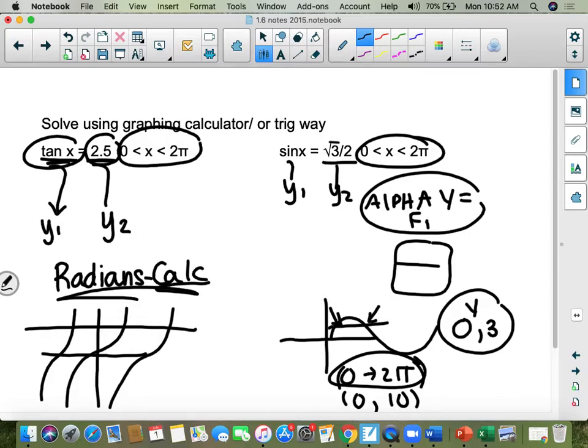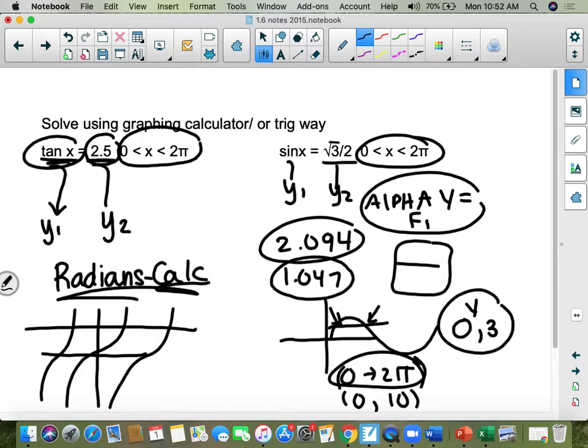Second calculate, intersect. I've got to move my cursor to my first spot, and I'm going to get for my first answer 2.094. Then I'm going to do second calculate again, intersect, and I'll move my cursor to the other one, which is equal to 1.047. Those are my two answers for this one.